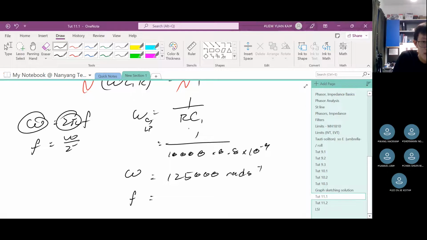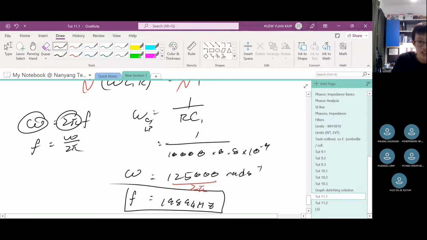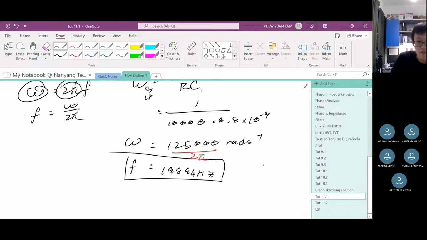So omega divided by 2 pi. If I divide this by 2 pi, I will get about 19894 hertz. Let us keep this in view. We need to look at this later. And keep note that this is the low pass filter cutoff frequency.